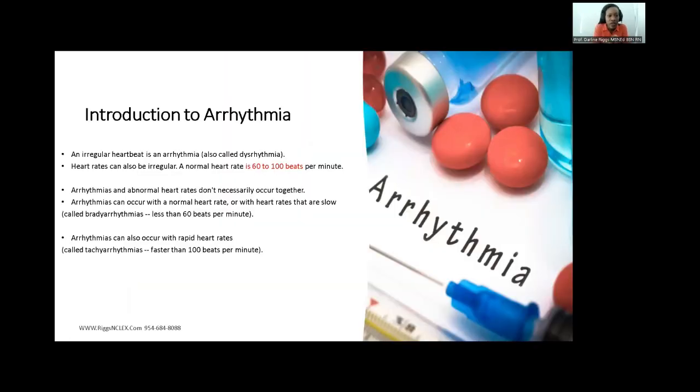So arrhythmias or dysrhythmias. We're talking about an irregular heartbeat. Arrhythmia or dysrhythmia is interchangeable. It doesn't matter, they both mean the same thing. You can have that and have your heart rate be between 60 and 100 beats. That happens too. Don't think you have to have both. You could have one or the other. You have an irregular rhythm, but with a normal rate. That happens.